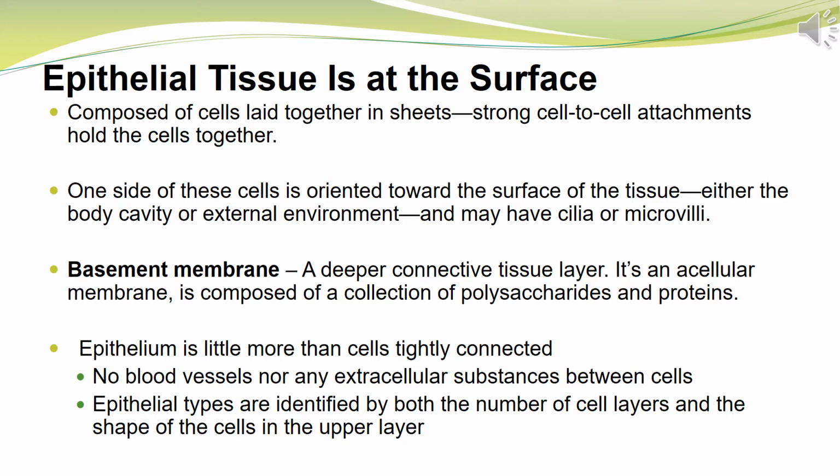Epithelium is actually little more than cells connected together. There are no blood vessels or any extracellular substances between the cells, mostly because how could there be when they're so tightly packed together? Epithelial tissues are identified by both the number of cell layers and the shape of the cells in the upper layer, and we'll talk about this in more detail here in a second.